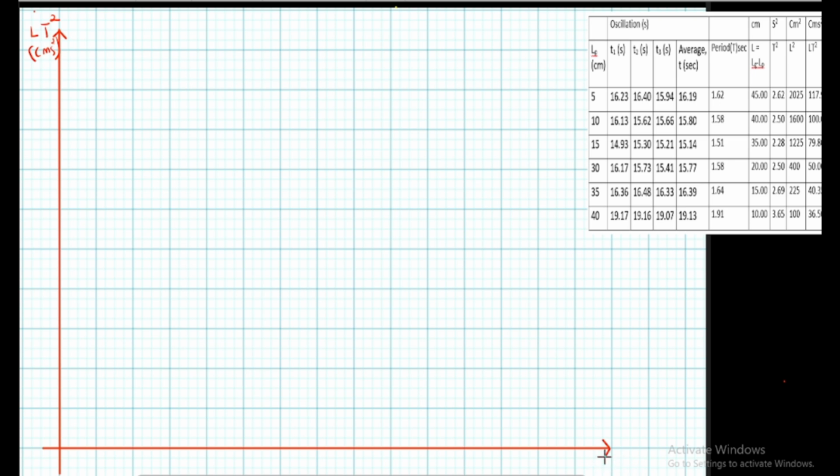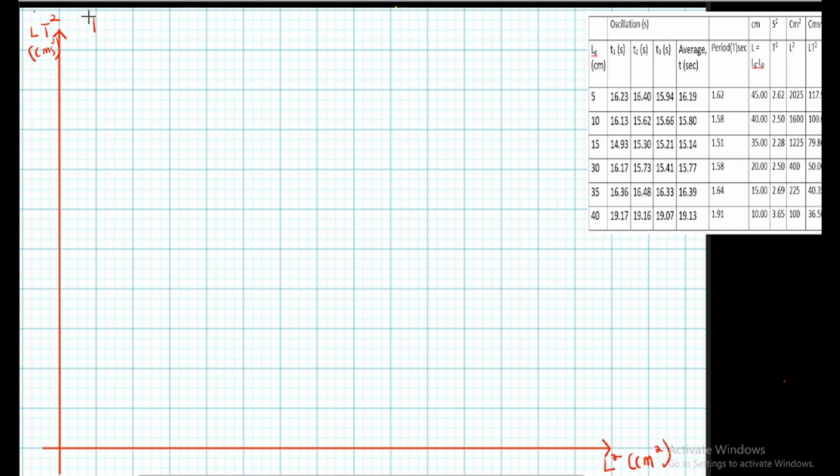So we label our horizontal axis as L squared. The unit is centimeter squared. So we have LT squared against L squared. Alright, now the next thing we do here is to title our graph.